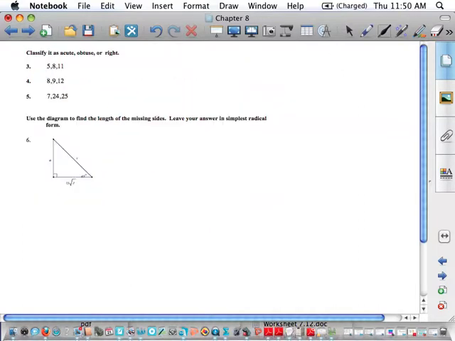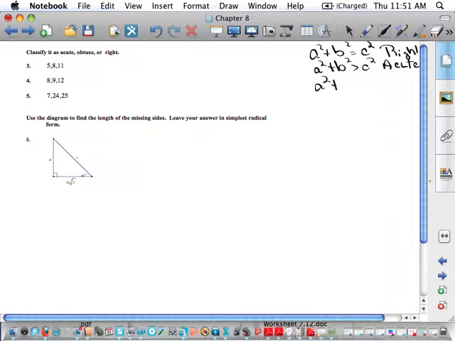Okay, classifying angles as acute, obtuse, or right. Remember, when they are equal, that is a squared plus b squared is equal to c squared, it is a right triangle. When a squared plus b squared is greater than c squared, it is acute. And when a squared plus b squared is less than c squared, it is obtuse.